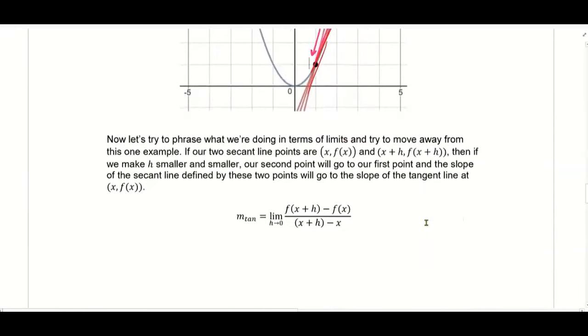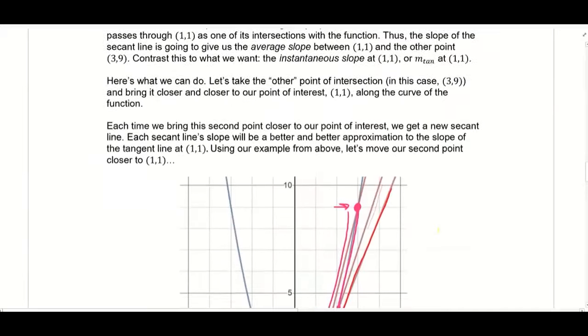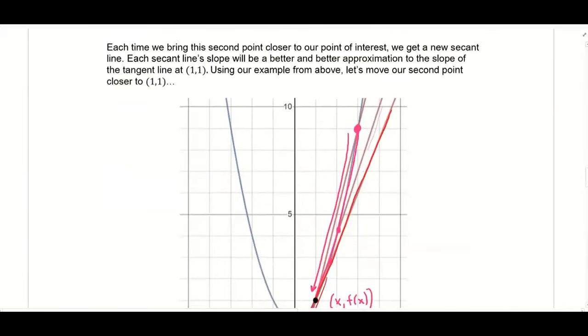So now let's see if we can phrase this in terms of limits. Let's say our two secant line points are x and f of x, so that's this guy. And then let's let our second point be defined by x plus a little bit of distance, let's say h, which means our y-coordinate is going to be f of x plus h. So this point here is x plus h, f of x plus h.